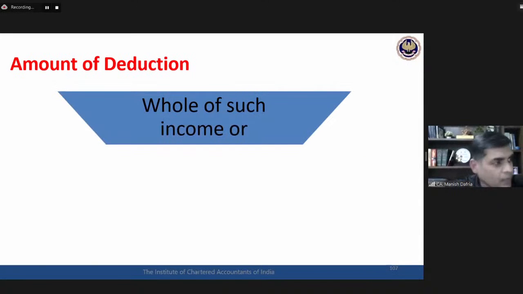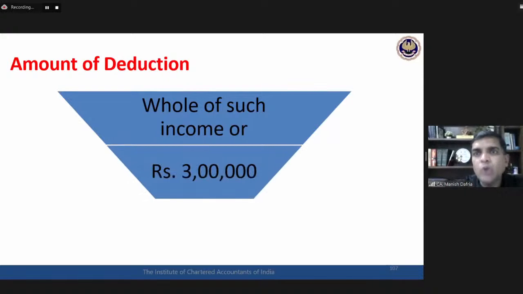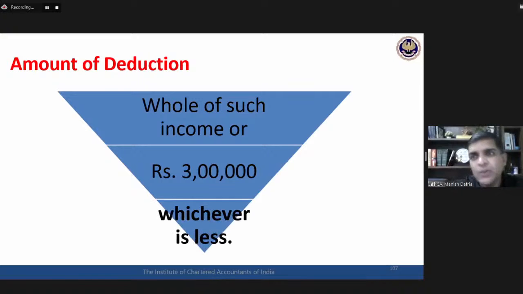What is the amount of exemption? Whole of such income or rupees 3 lakhs, whichever is lower. Maximum deduction under 80QQB can be claimed up to 3 lakhs of rupees. Maximum 3 lakhs is the deduction available here. Whole of the income or 3 lakhs.